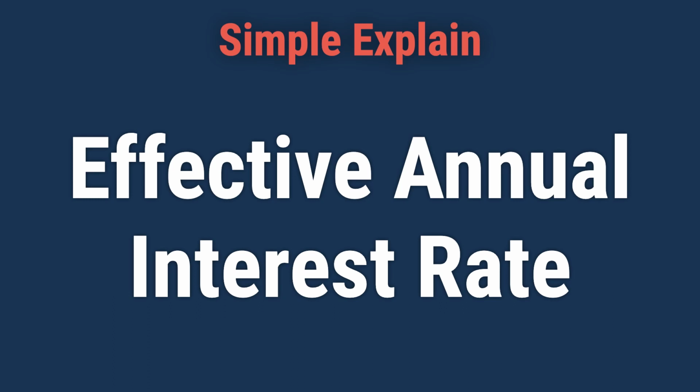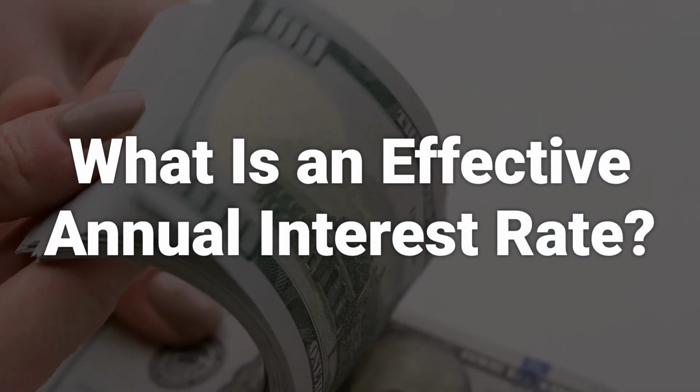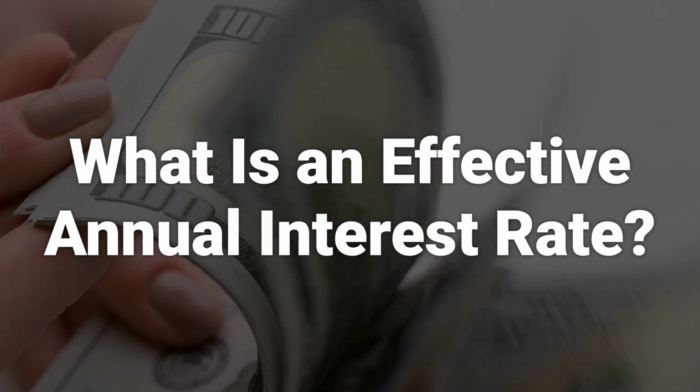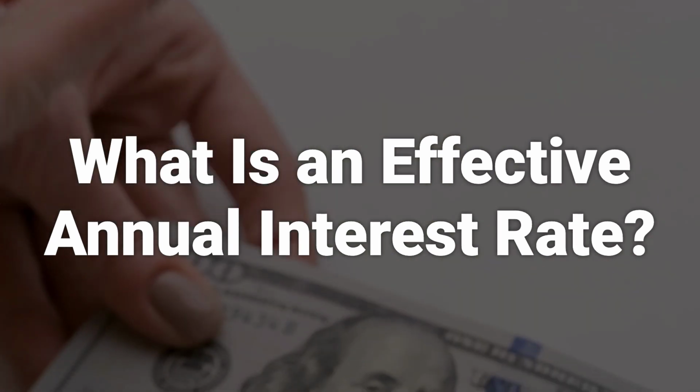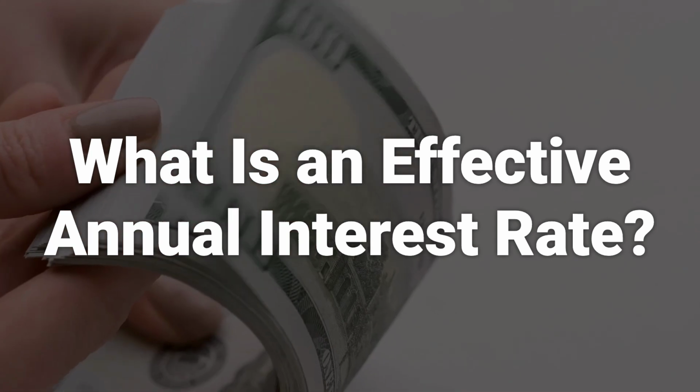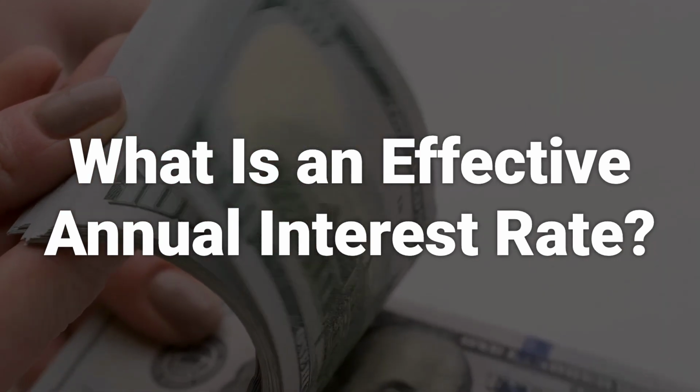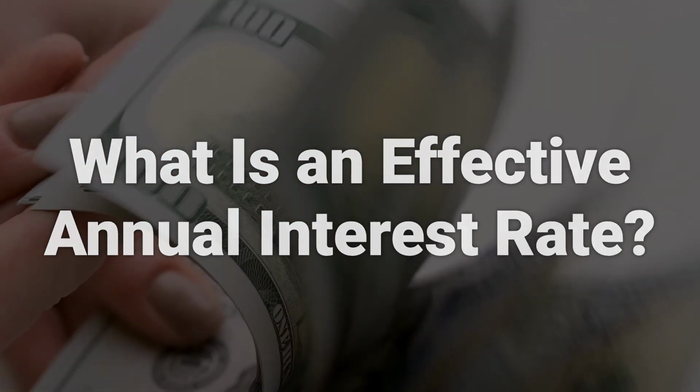Today, we will talk about the effective annual interest rate. An effective annual interest rate is the true interest rate on an investment or loan because it takes into account the effects of compounding. An effective annual interest rate is the real return on an investment or loan when the effects of compounding over time are considered. This rate is also known as the effective interest rate, the effective rate, or the annual equivalent rate.